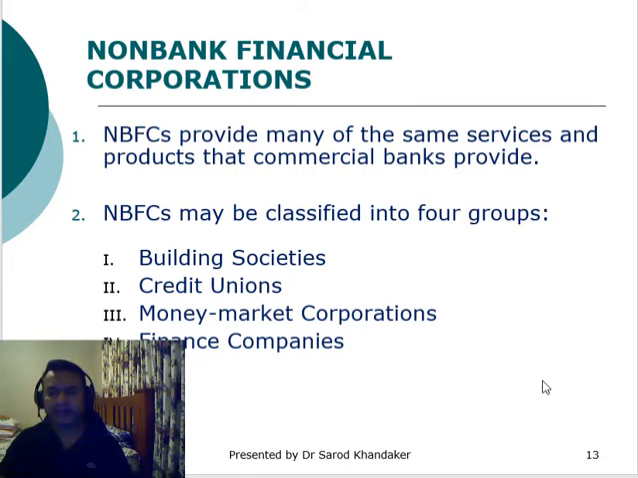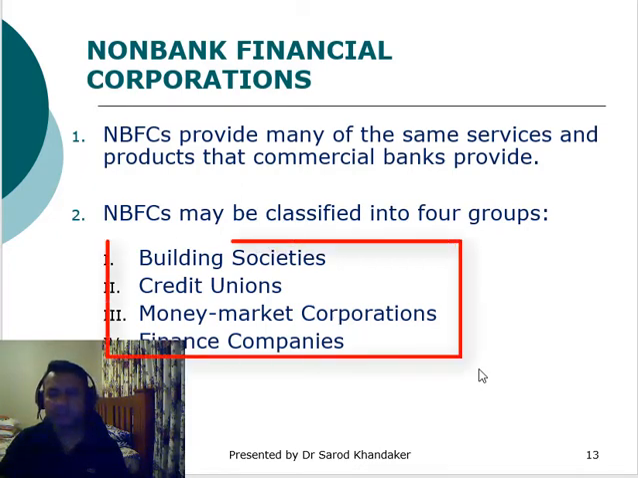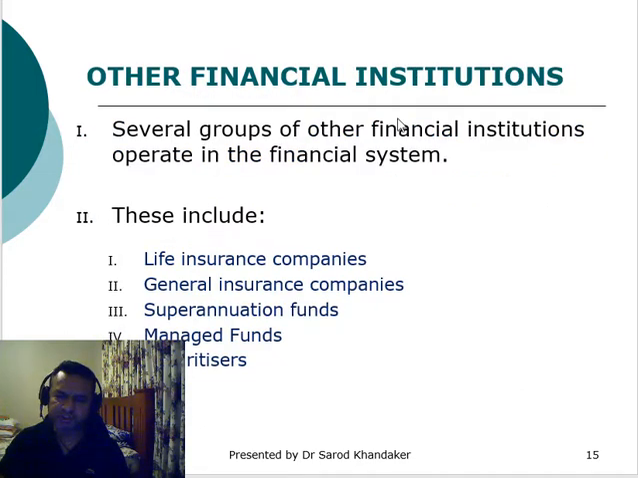However, when we're discussing banks and depository institutions, we also need to understand there are some institutions which are classified as non-bank financial corporations, or NBFCs. NBFCs provide many of the same services and products that commercial banks provide. NBFCs may be classified into 4 groups. Number 1 is the building society. Number 2 is the credit union. Number 3 is the money market corporations. And number 4 is financial companies. There are also several other financial institutions that operate in the financial system, which include life insurance companies, general insurance companies, superannuation funds, managed funds, and securities.